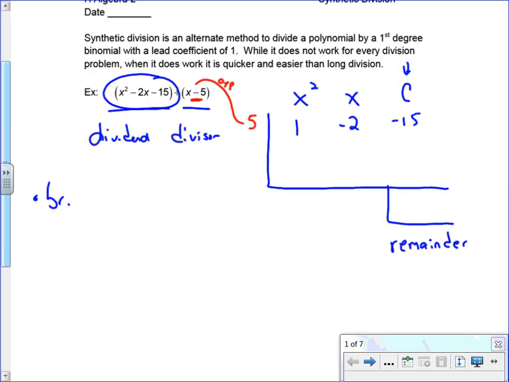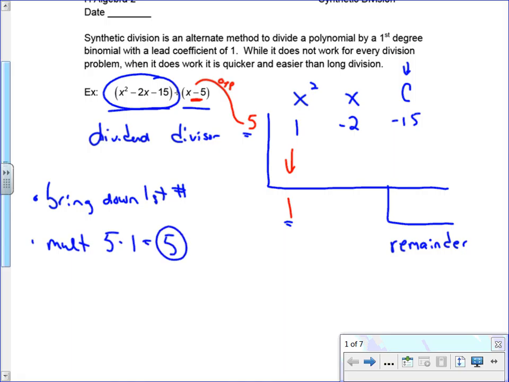The first thing you do is you bring down the first number. You do this in red, you bring this down. Oh, it's not a 5, it's a 1. All right, easy enough. Second thing you do is you multiply that 5, this one, that 5 times that 1 right there. You get that answer, it's 5. You take that number and you put it right there. All right, and then you repeat that process.